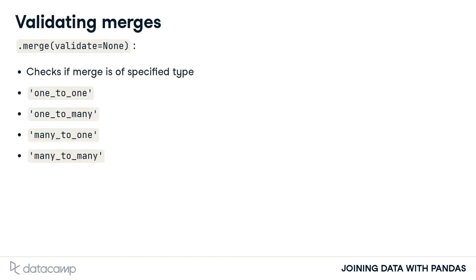Let's start with the merge method. If we provide the validate argument one of these key strings, it will validate the relationship between the tables. For example, if we specify we want a one-to-one relationship, but it turns out the relationship is not one-to-one, then an error is raised. Let's try it out.